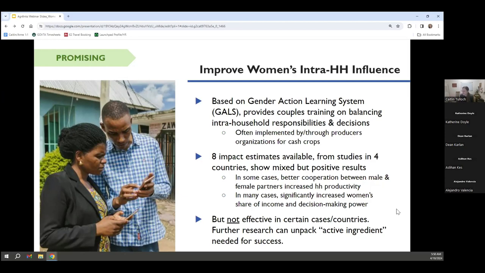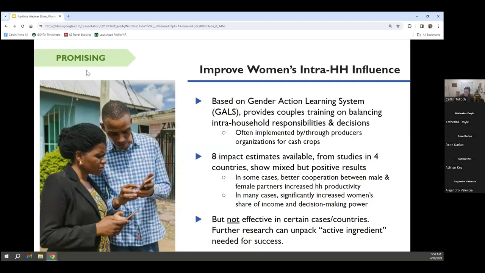In fact, we did see sometimes that this increase in cooperation and communication yields better agricultural outcomes, in a very basic way. And in many cases, less surprisingly, these kinds of trainings also increase women's share of income and decision-making power within their households. And I would say of all the interventions we reviewed, this one had the most consistent and highest impacts on that aspect of our outcome measurement.